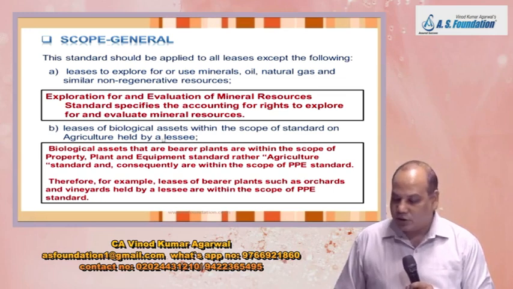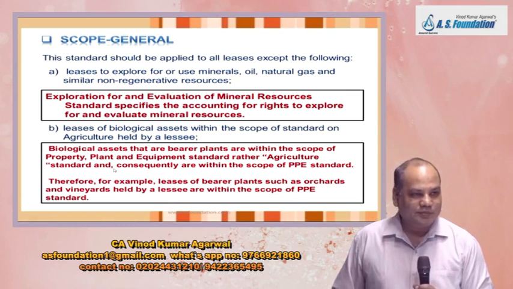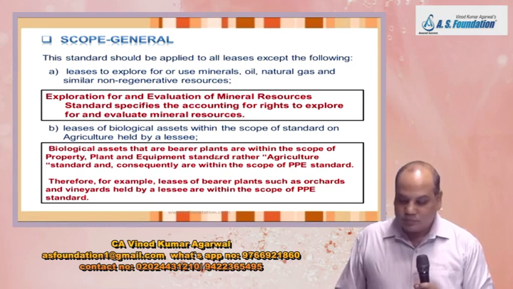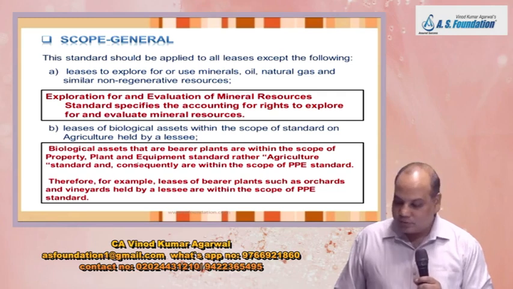Then leases of biological assets which fall within the scope of the standard on agriculture, that is Ind AS 41. And within biological assets there is an exception: biological assets that are bearer plants. For example, a mango tree is a bearer plant because it bears fruits, and is within the scope of another standard, property, plant and equipment, rather than the agriculture standard, and consequently is within the scope of the PPE standard.